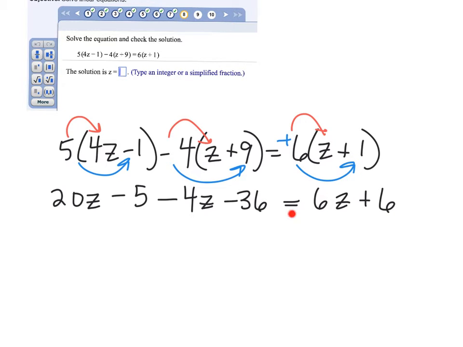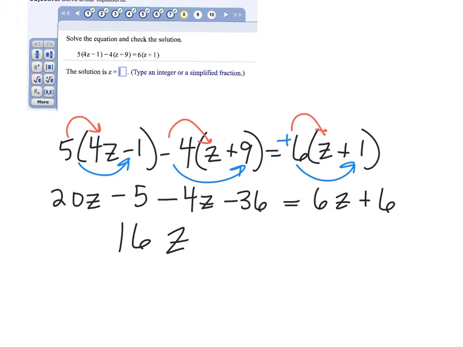And so let's do a little bit of simplifying on the left. Nothing to simplify here. You can't add 6 and 6 and get 12, all right? Because they're not like terms. But over here, we have 20z minus 4z, so that gives us 16z.